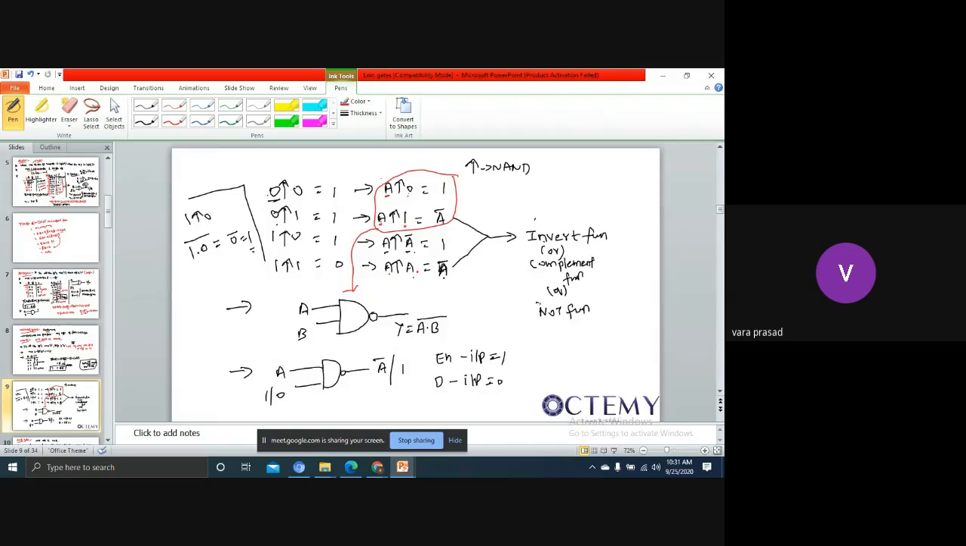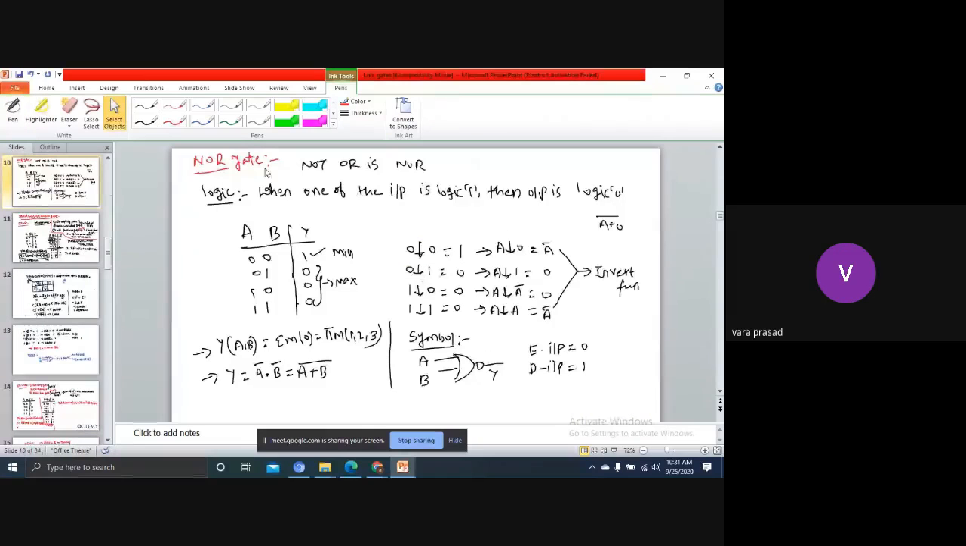Next, NOR gate. Not OR is NOR. I told you the OR gate logic: if any one of the inputs is 1, the output is 1. Here, when one of the inputs is logic 1, the output is logic 0. Then we are going to get the opposite.